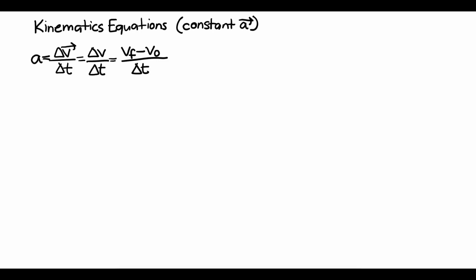Okay, now if we multiply both sides by delta time, we get Vf minus V naught equals A times delta t. And isolating Vf, we get Vf equals V naught plus A delta t. And delta t is just written as t for convenience. So that's our first kinematic equation. The second one's a little harder to develop, but not super hard because acceleration is constant.